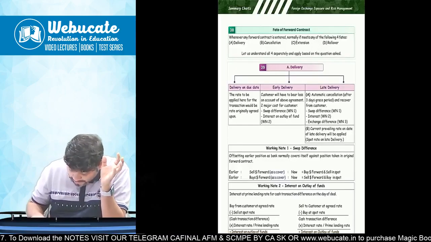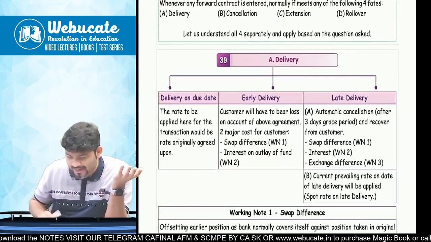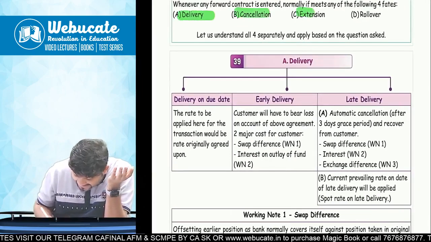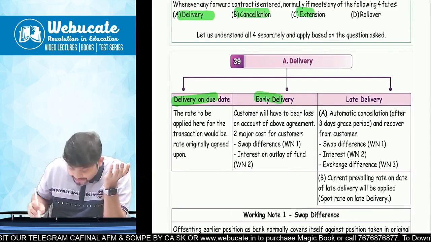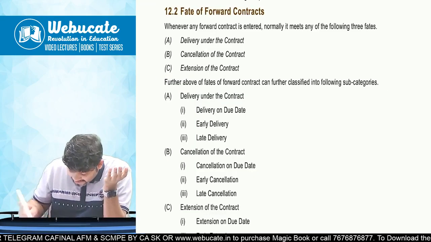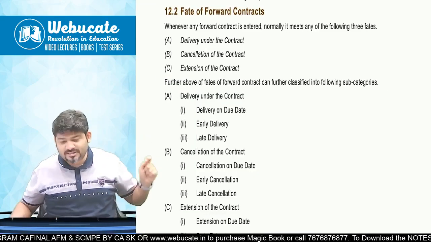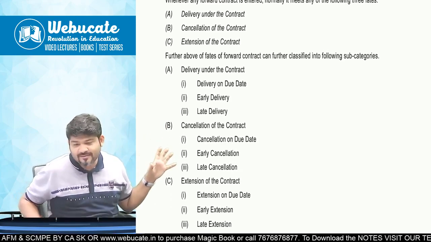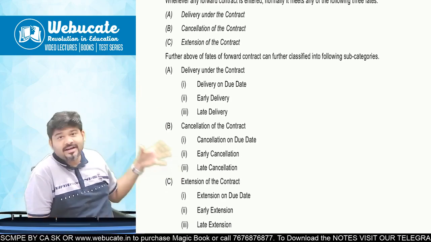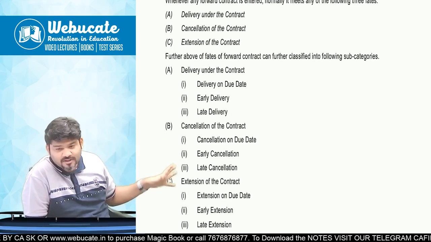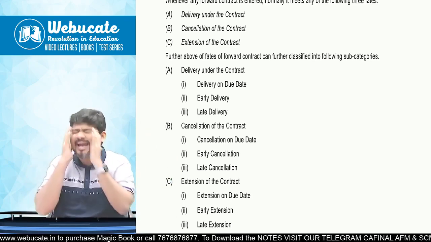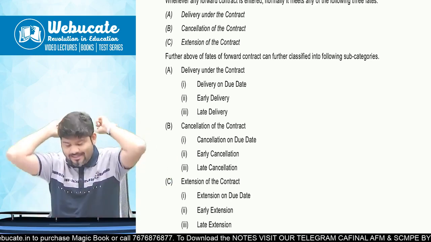Today we are going to do the whole fate of forward contracts, which includes everything. If you open your magic book, we will connect a little to the magic book also: the deliveries, the cancellations, the extensions, the delivery on due date, early delivery, late delivery, all of that. And all questions that I'm going to do are going to be from your ICAI module, because that's where ICAI asks the question related to fate of forward contracts from.